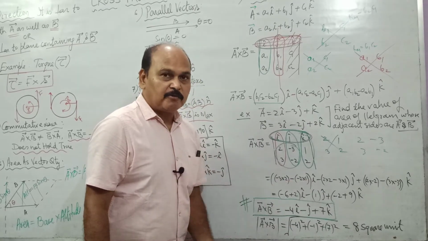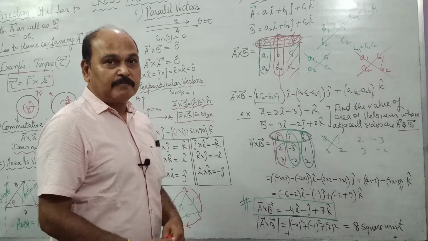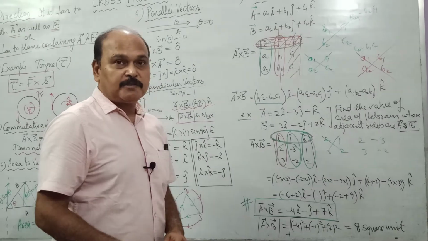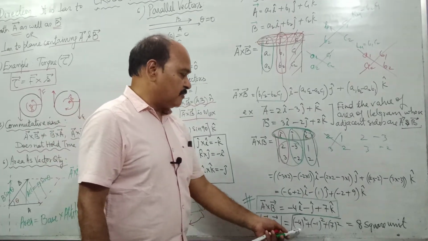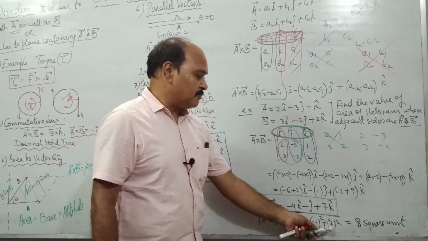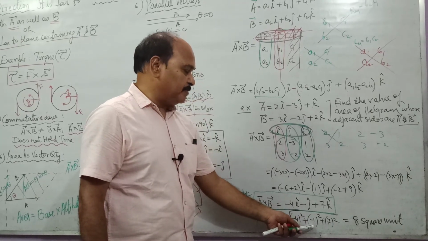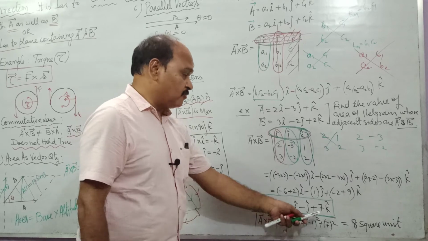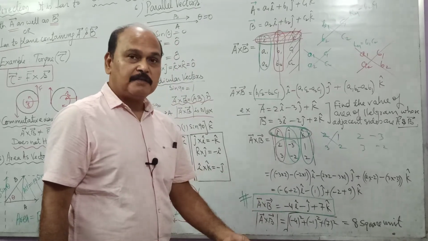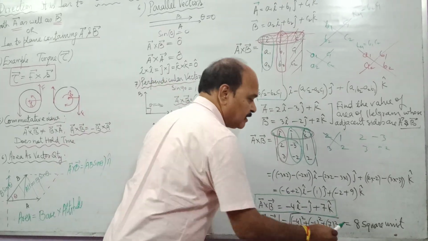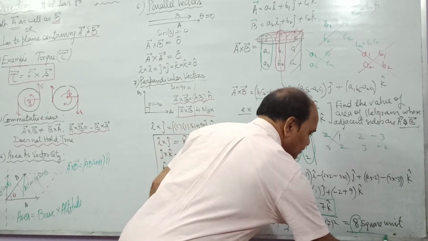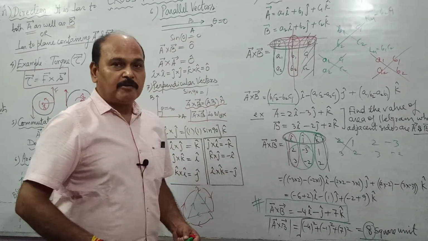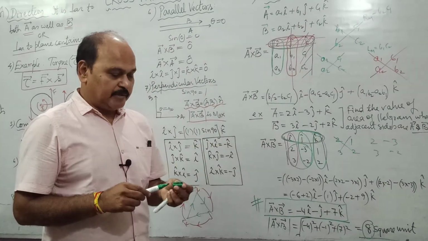You know, the magnitude of a vector is the square root of the sum of the squares of the coefficients of I, j and k. So minus 4 square is 16, minus 1 square is 1, plus 7 square is 49. The total comes out to be 66. And the square root of 64 is 8. So 8 square units is the area of the parallelogram formed by vectors A and B.